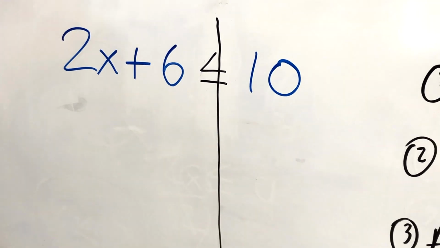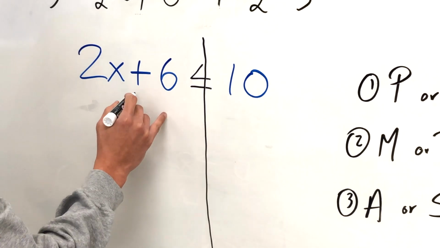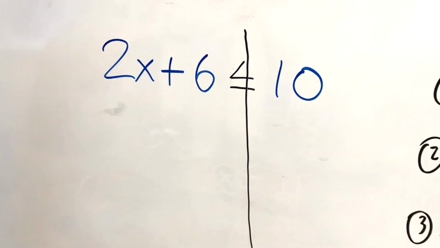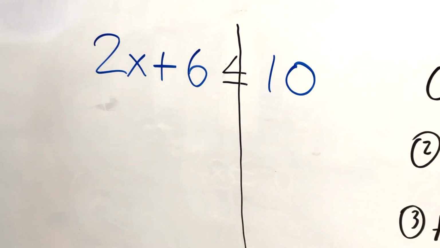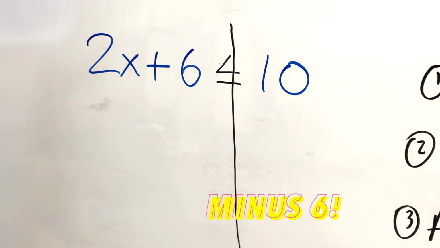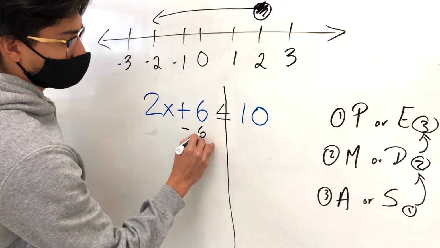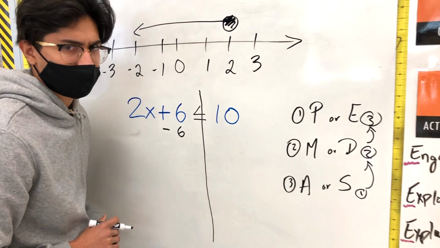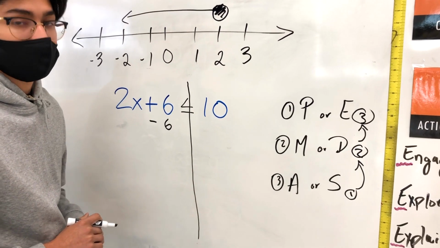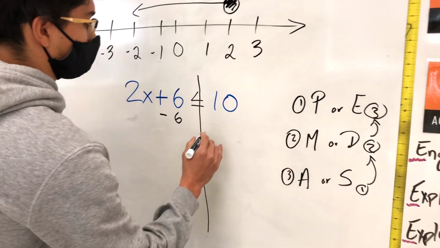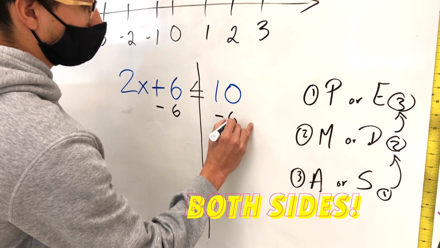Yes. Here we have the plus 6. So what is the opposite of plus 6? Minus 6. Great job. So we're gonna do minus 6 on one side or both sides? Both. Nice. So minus 6 on both sides.